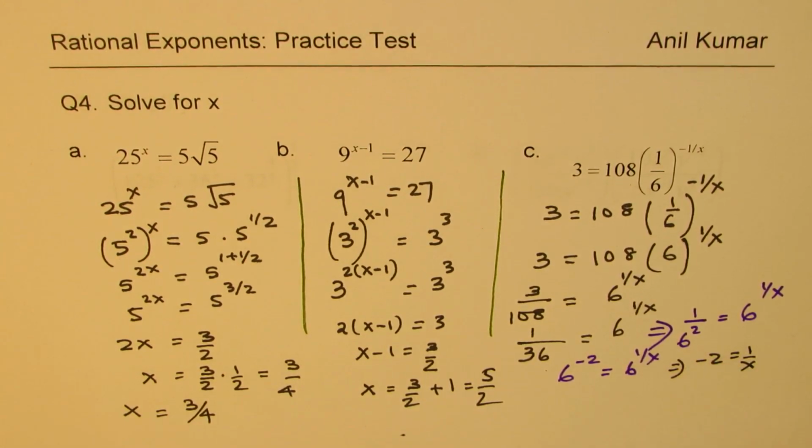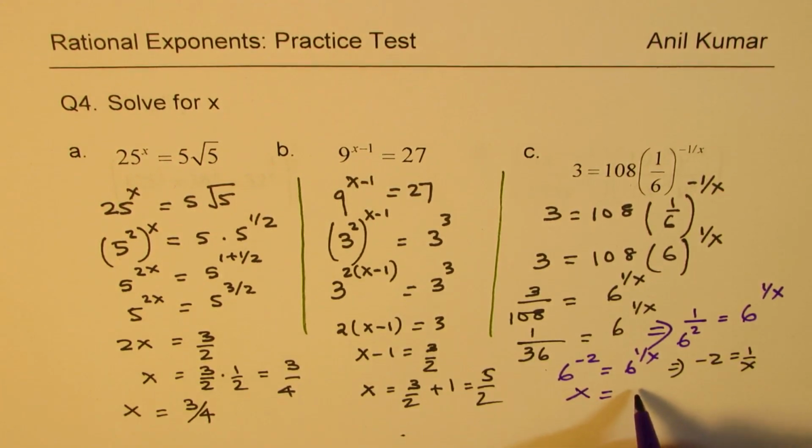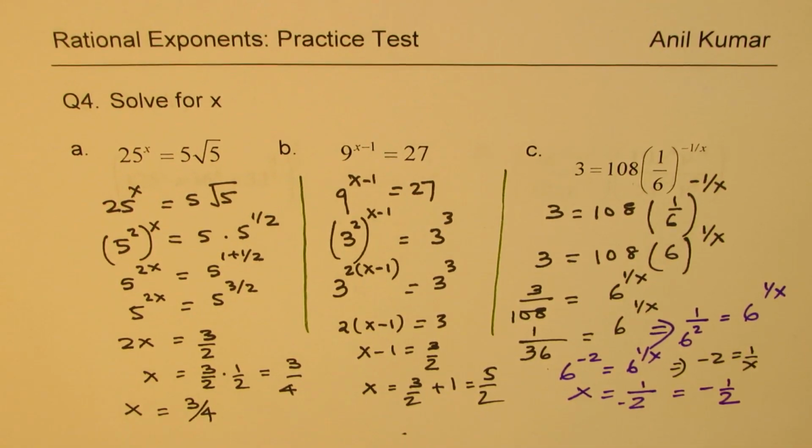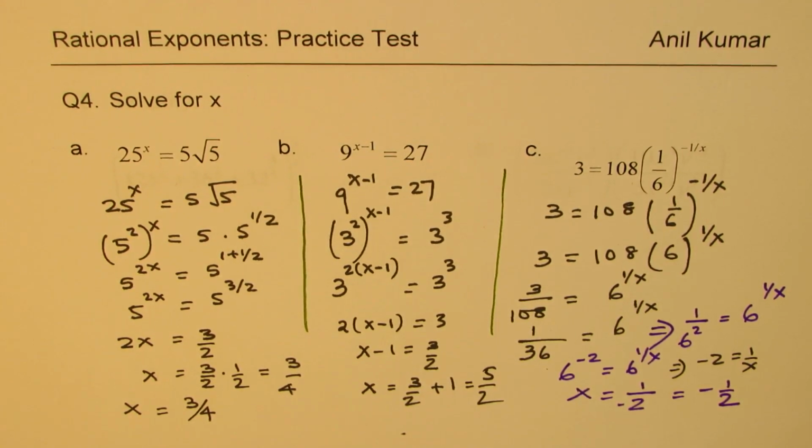So what is x equal to? Well, that means cross multiply. x equals minus 1 over 2, with a negative sign, or minus half. Do you see that part? So it's kind of tricky. We have to go back and forth a couple of times to get that particular answer.